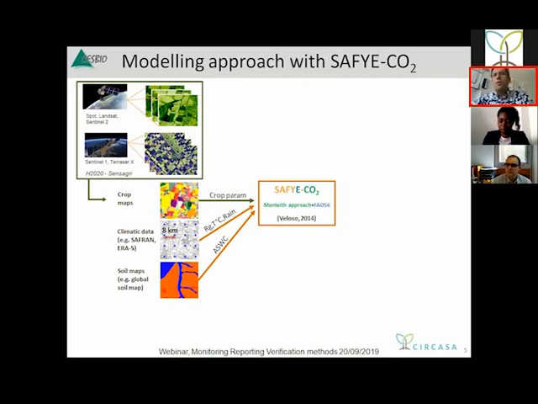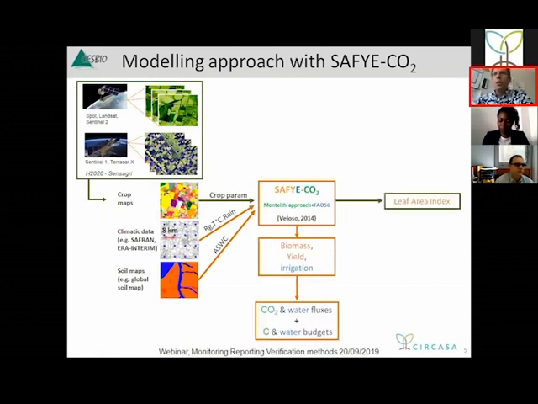There are different versions of this model. It was built on the original SAFYE model that was estimating only biomass and yield, and later versions also allowed us to estimate evapotranspiration by coupling this module with the FAO 56 water budget module, and the latest version also estimates the CO2 fluxes and the carbon budget. So how does it work? Well, we have those inputs in the model, and what we will simulate is leaf area index, biomass yield, and the CO2 and water fluxes.